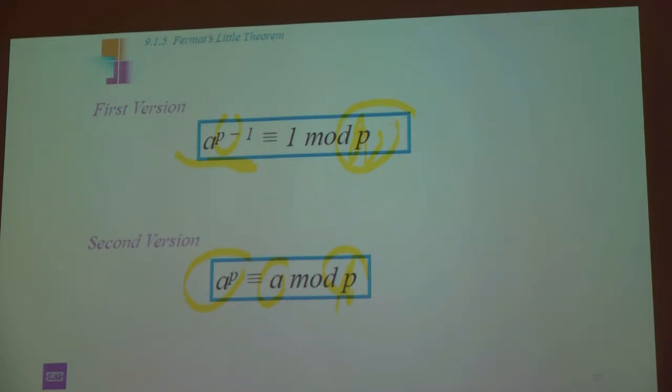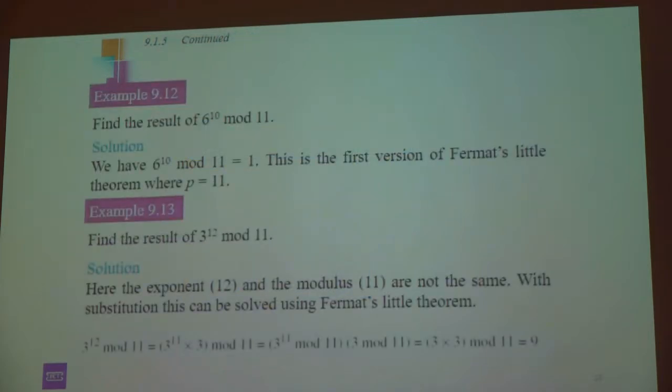Alright. So let's take examples. Find the result of 6 to the power 10 mod 11. The simplest way to do it for yourself is to use a calculator, but we need to use Fermat's. So what is the modulus? 11, right? Is it a prime? It's a prime.